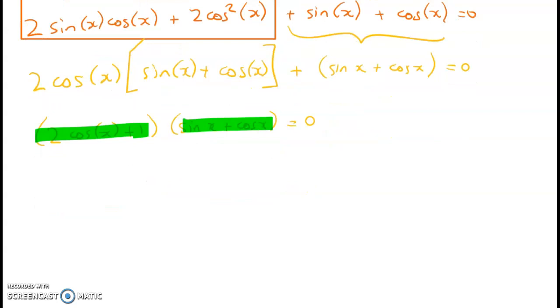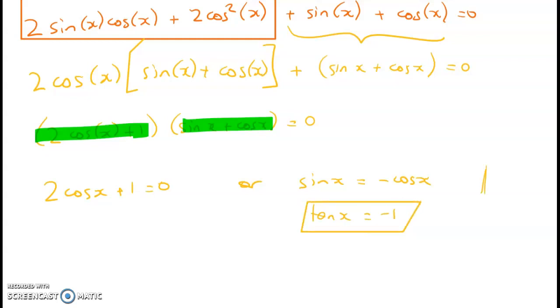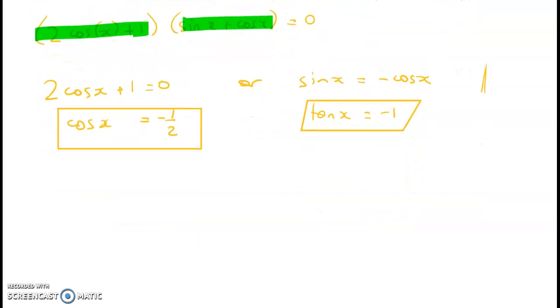So we've done the hardest thinking part now, but we have to not screw up this next bit. So 2 cos x plus 1 equals 0, or sine x equals negative cos x. I'll do this one here first. So that gives me tan x is equal to negative 1. So that's the next thing there. And here we've got to solve cos x is equal to negative 1/2. And I'm going to do general solutions on each of those.